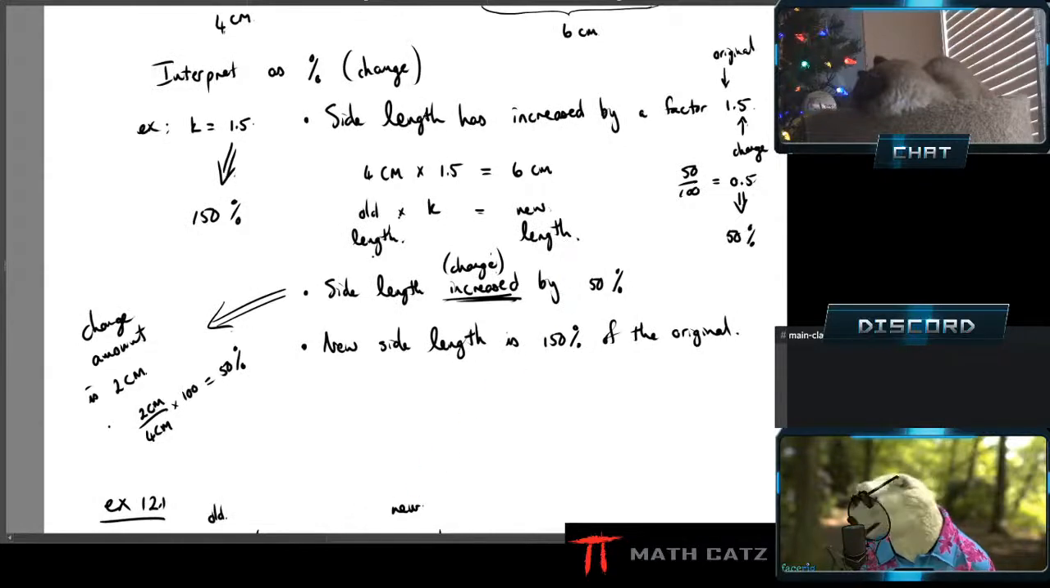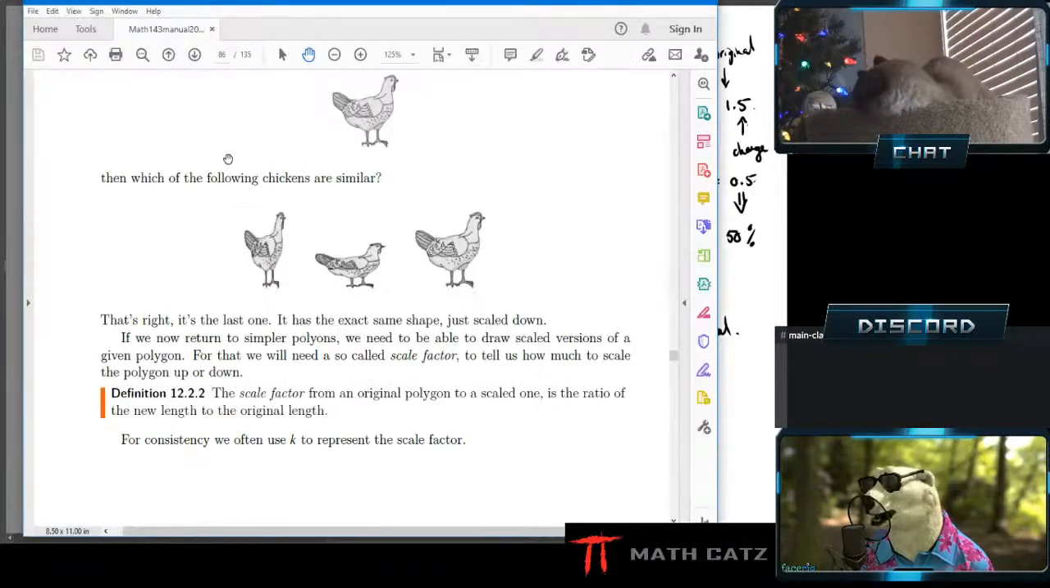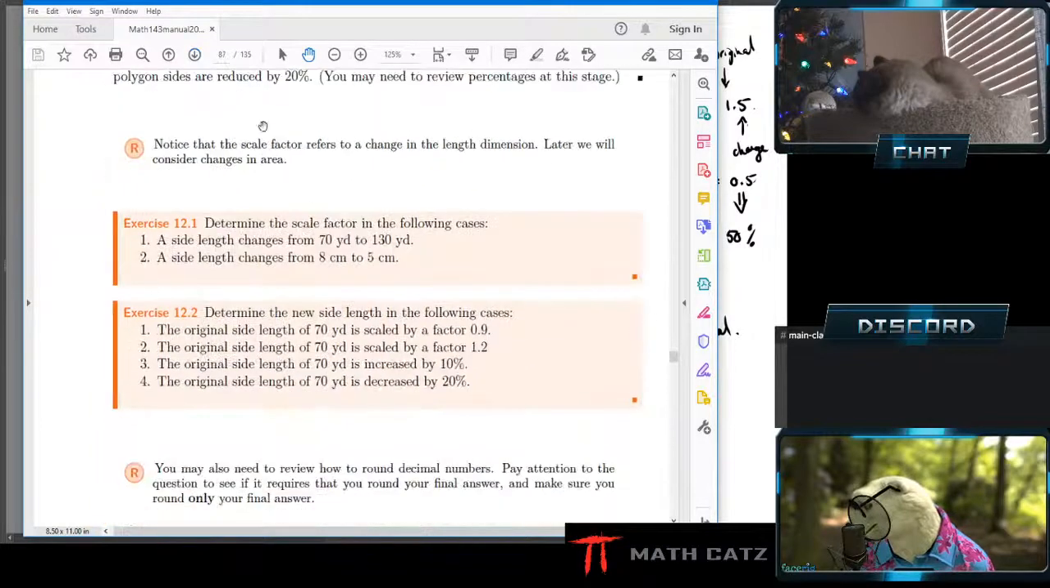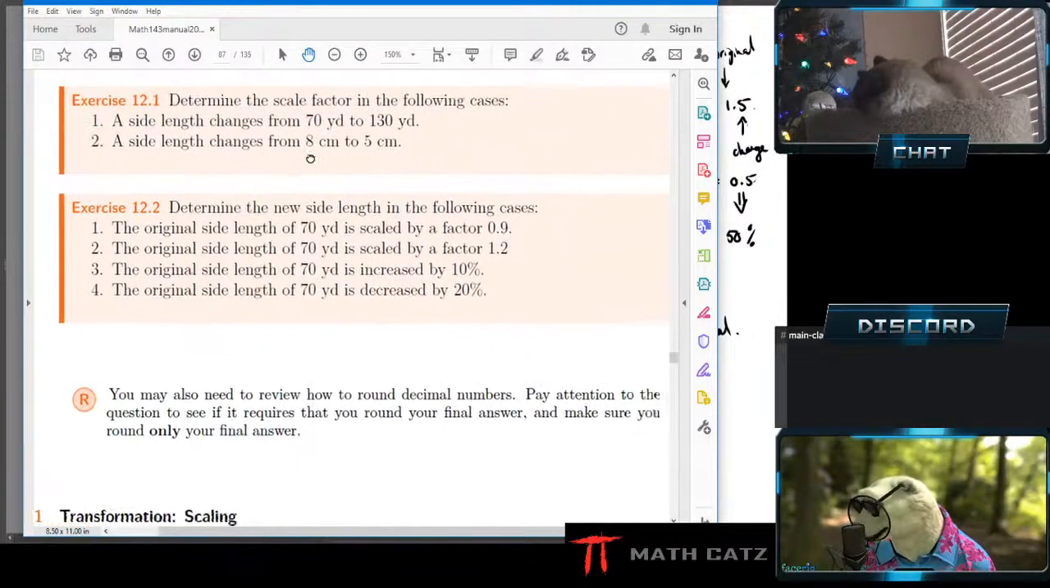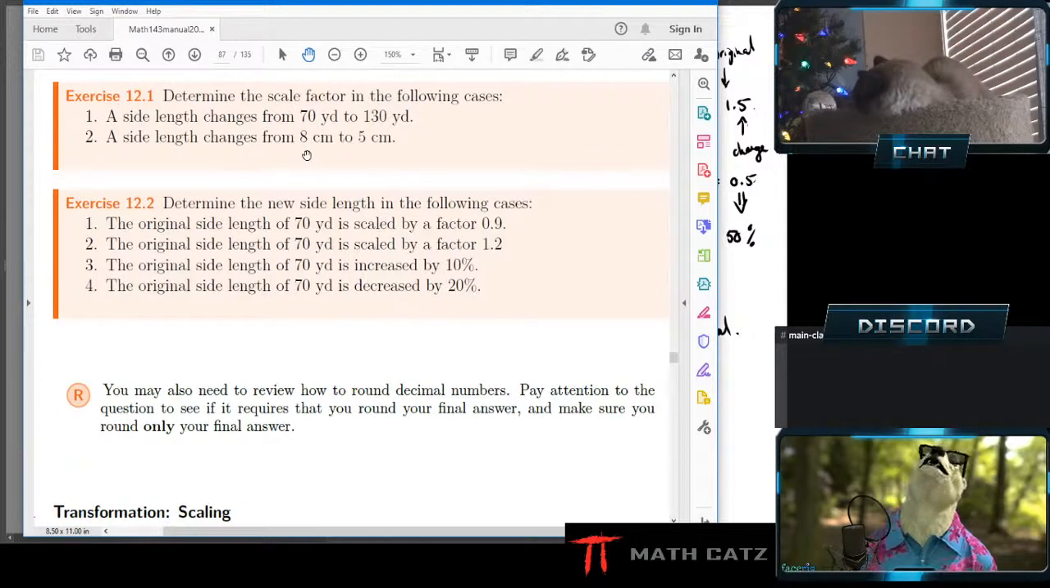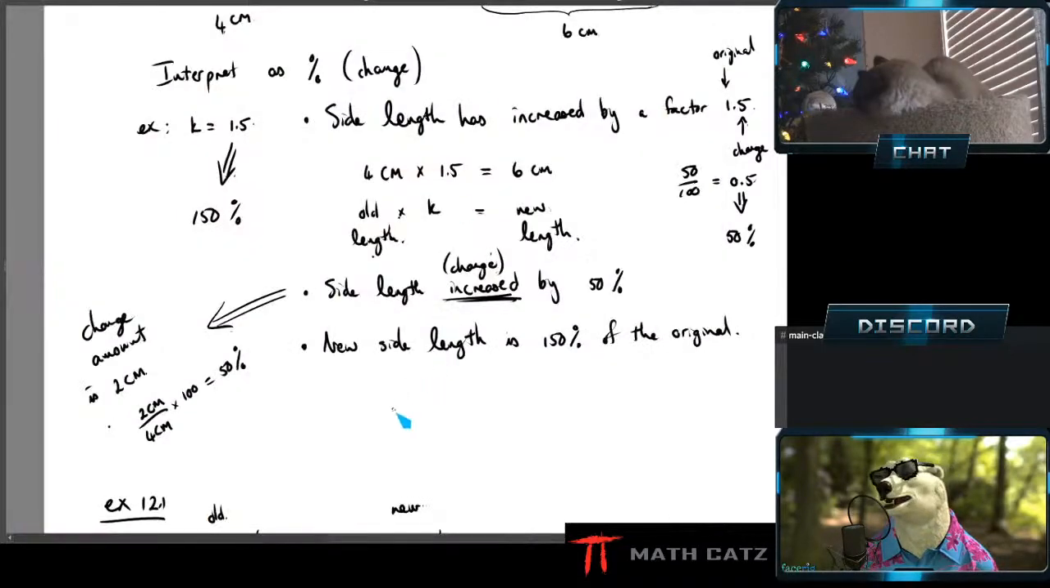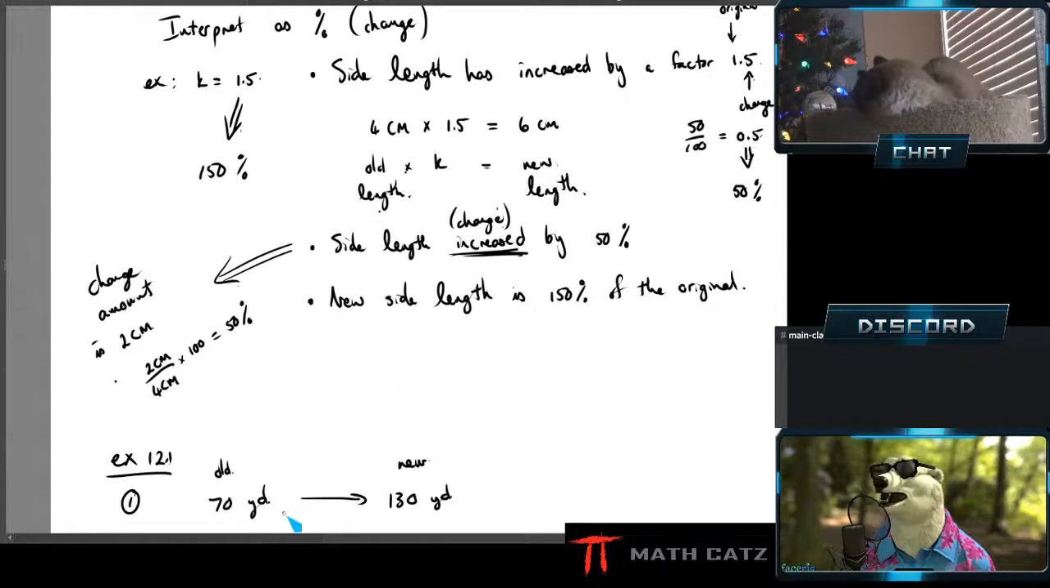So let's go to our first exercise, exercise 12.1. Zoom in a little bit. There we go. Now we're just trying to get used to this. Determine the scale factor in the following cases. Number one, a side length of whatever shape. The aspect ratio is preserved, so I don't need to know every single side. It's changed from 70 to 130 yards. Some field or some area changes like that. So now I have 70 originally, changing to 130 new.